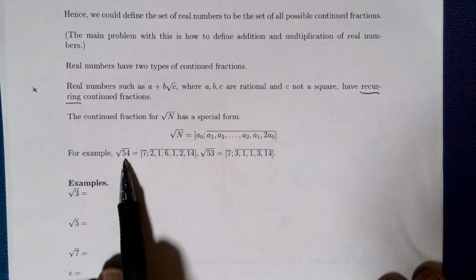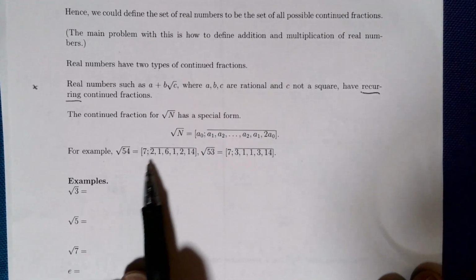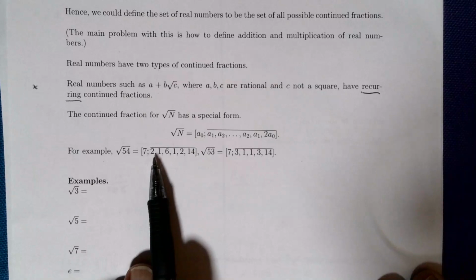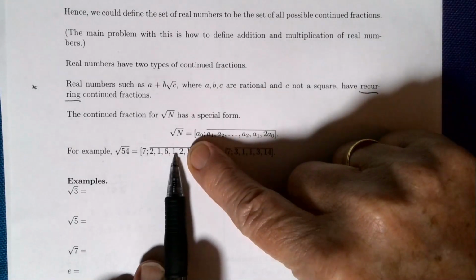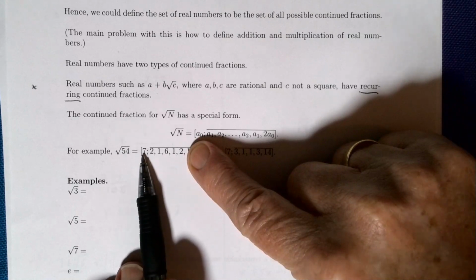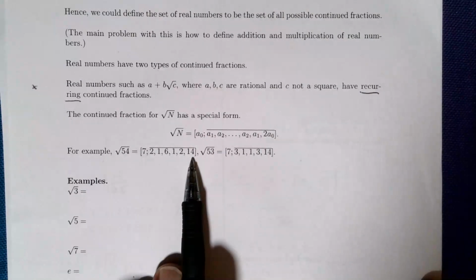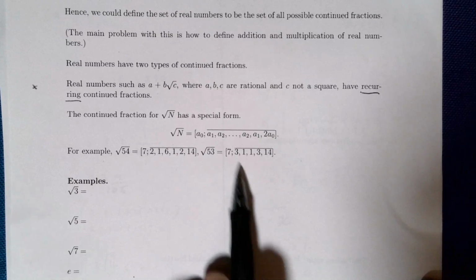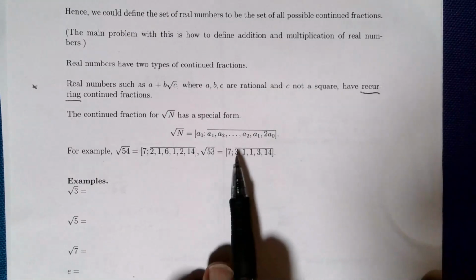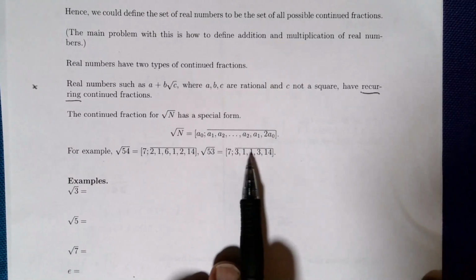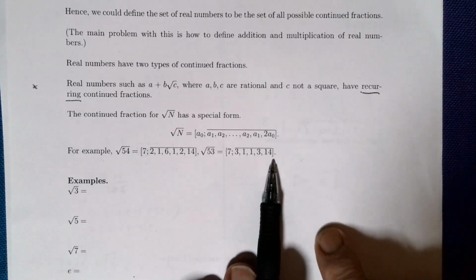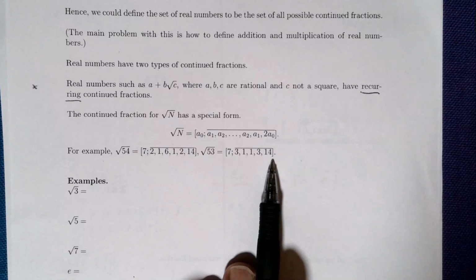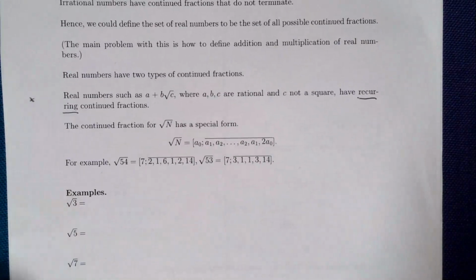For example, the square root of 54 looks like this. It's 7; 2 1 6 1 2, so it goes up and then back down again, and you double that number and that goes on the end here. It's very cute. Root 53, similarly, you've got 7, then you've got 3, 1, 1, 3, so it's symmetric, and the 7 doubles to give you the 14. Well, I've done some examples of these on the other page there.